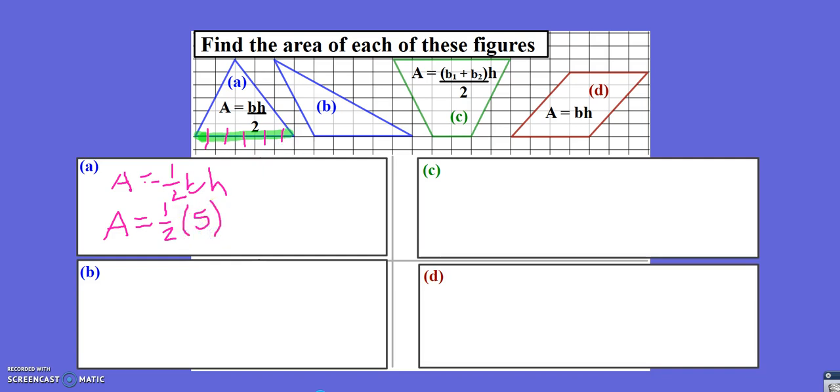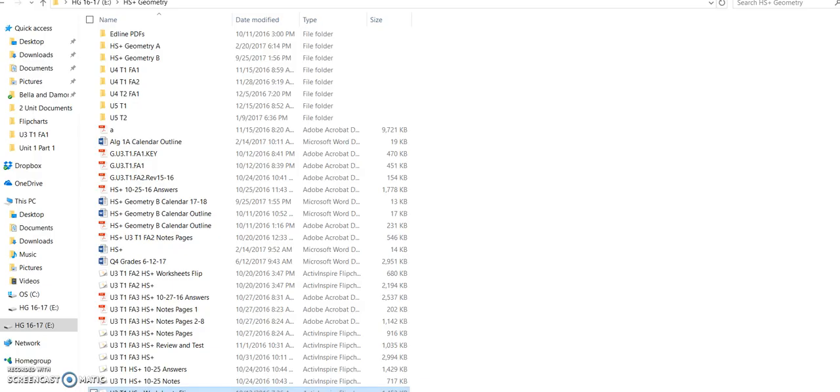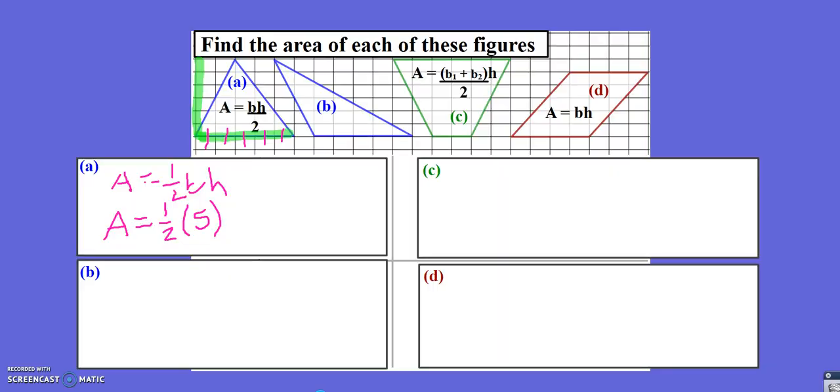And remember, we need a vertical height. So we're going to go straight up and then count that height. So we have 1, 2, 3, 4, 5, 6. So a height of 6. We can plug that into our calculator and we get an area of 15 units squared. 15 units squared.